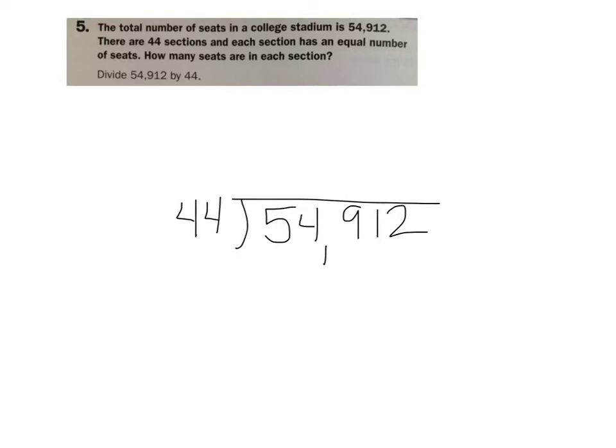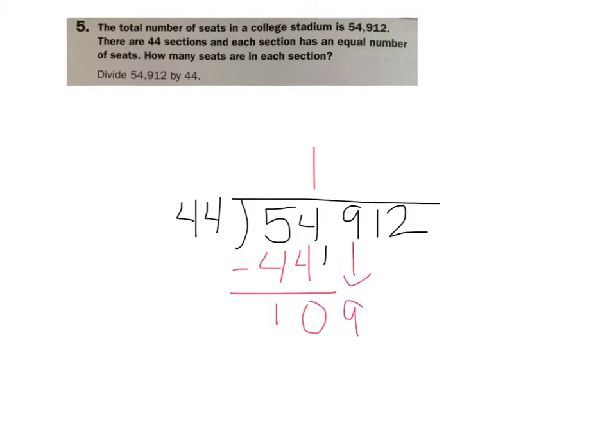Now I need to start thinking about mental math. Can 44 go into 5? No, I know it can't. But I bet 44 can go into 54. In fact, 44 can go into 54 one time. I know that 1 times 44 is 44. I need to subtract. 4 minus 4 is 0. 5 minus 4 is 1. Bring down the 9.